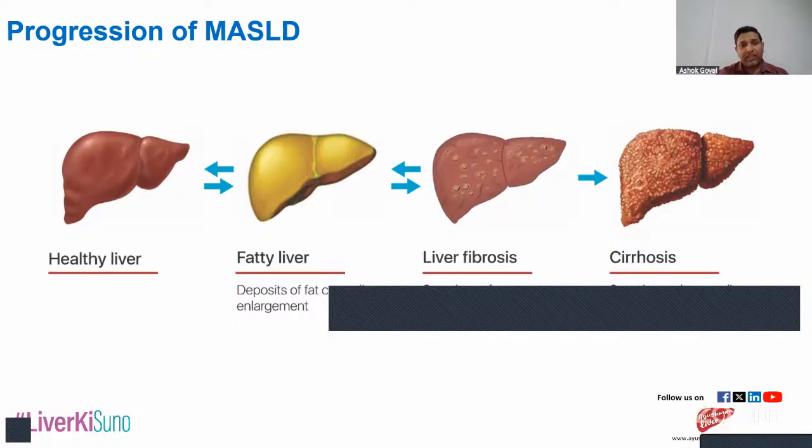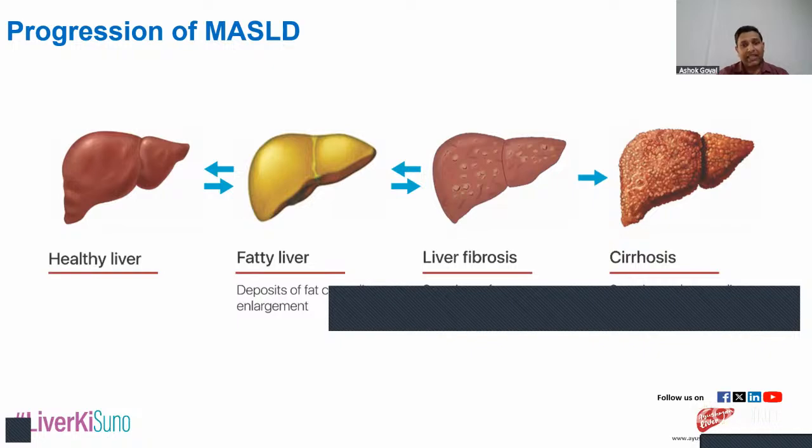So eventually, if the deposition is high and there is no stoppage of this deposition, it will eventually lead to scarring and fibrosis. And once the liver reaches the stage of fibrosis, there are chances of reversibility. But once it goes into the form of cirrhosis, then it is an irreversible change, and you cannot reverse this condition.